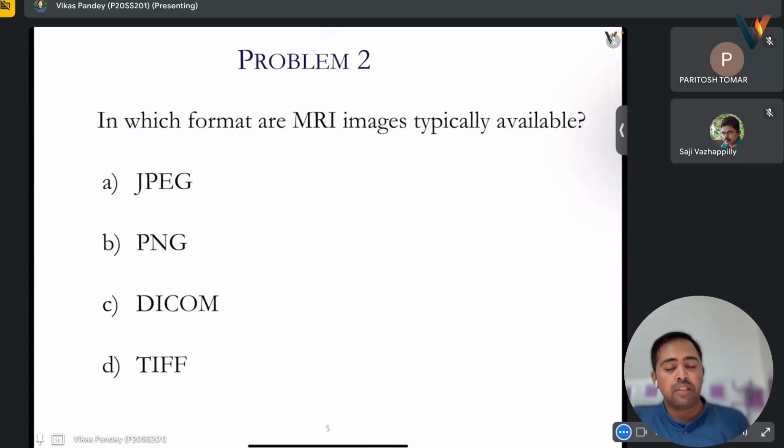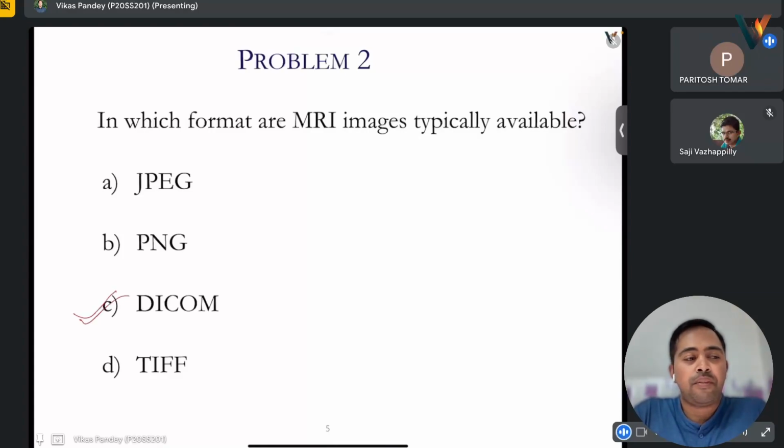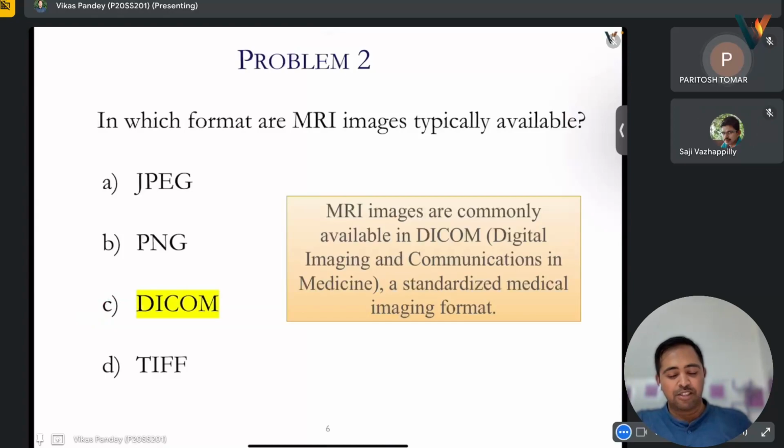Fine. Next: in which format are MRI images typically available? JPEG, PNG, DICOM, or TIFF? DICOM. Full form of DICOM, do you remember? No, sir, I don't know. So, MRI images are commonly available in DICOM, that is Digital Imaging and Communications in Medicine. This is the acronym, and it is the standardized medical imaging format.